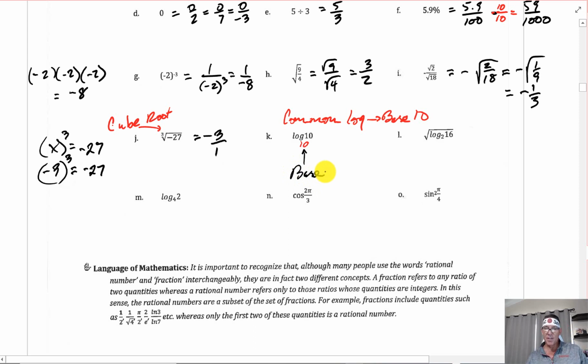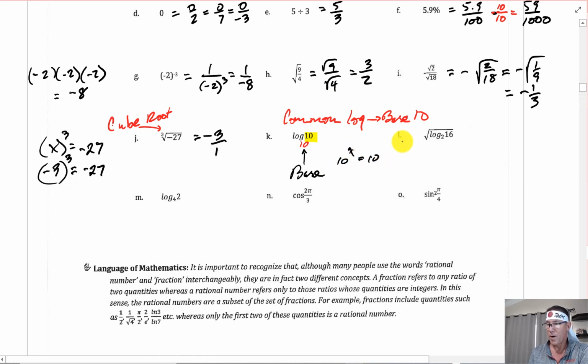And you have to ask yourself, 10 to what power gives you 10? You start every log with a base, and you ask yourself, 10 to what power gives you this number here? This other 10 inside the log is called the argument. So 10 to what power gives you 10? Let me write that out.